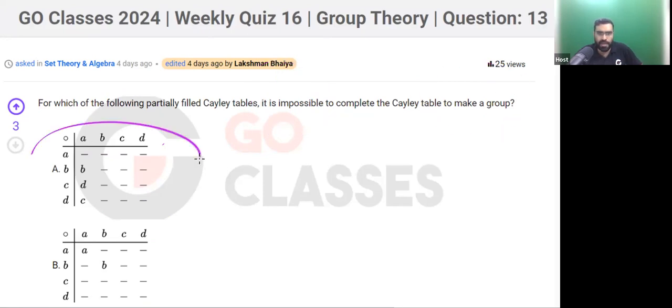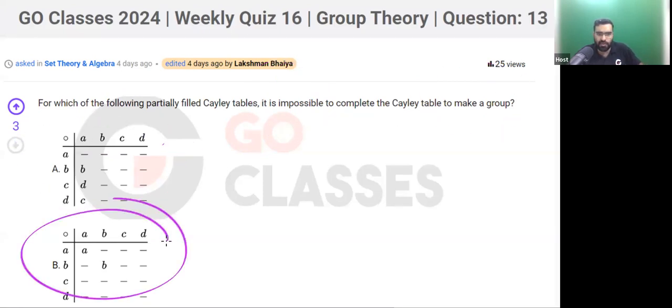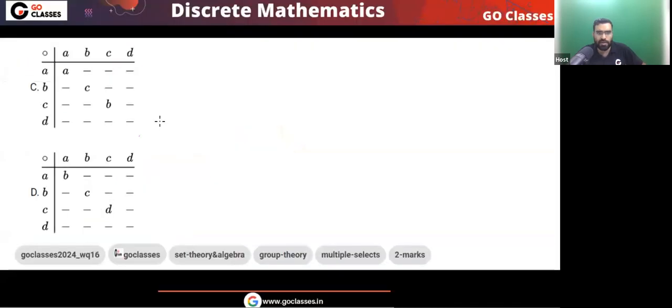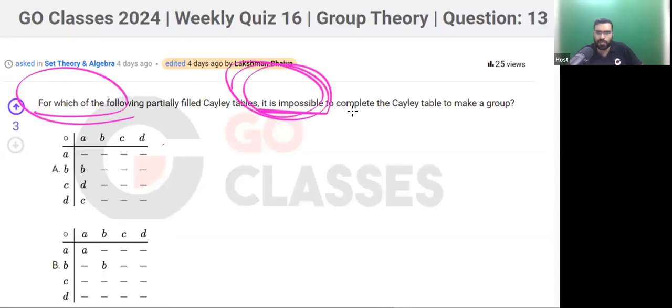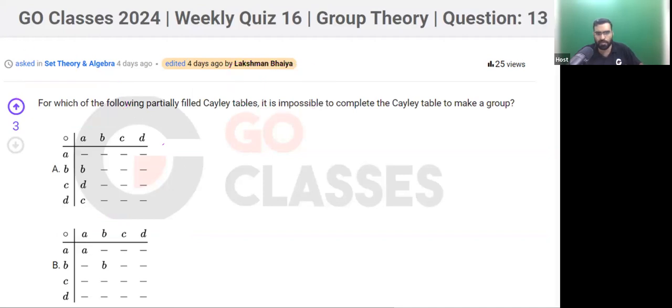Impossible to complete means you can never convert it into a group. The question is asking, for which of them it is impossible to make them a group. This is a standard question; I have taken it from a standard resource. Very interesting question. So let's see the first.